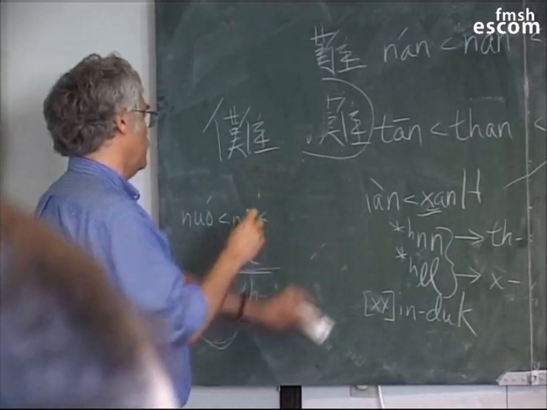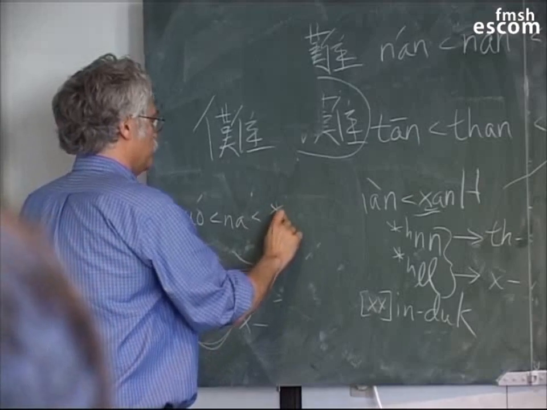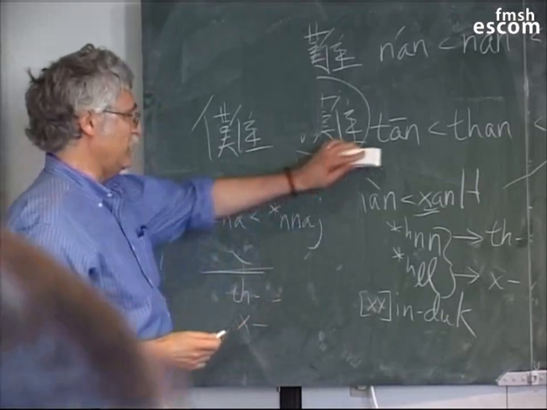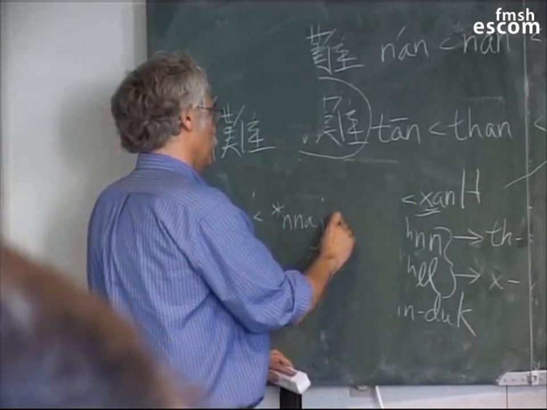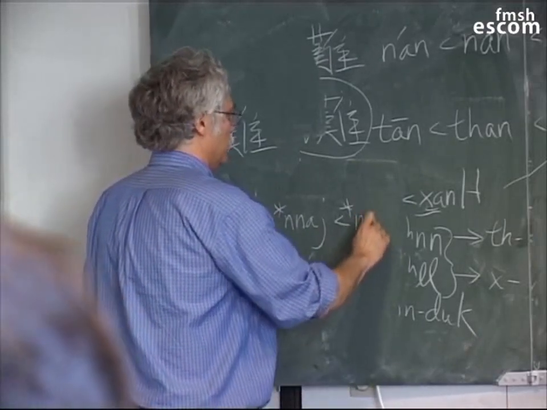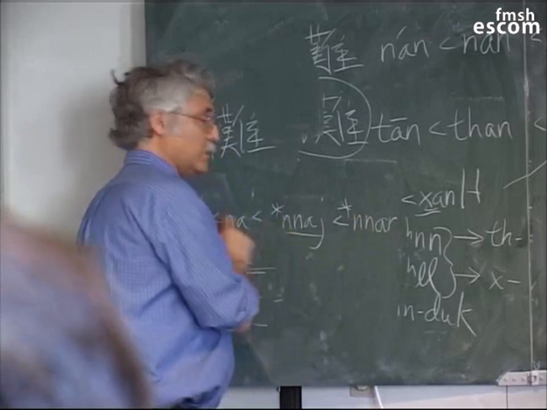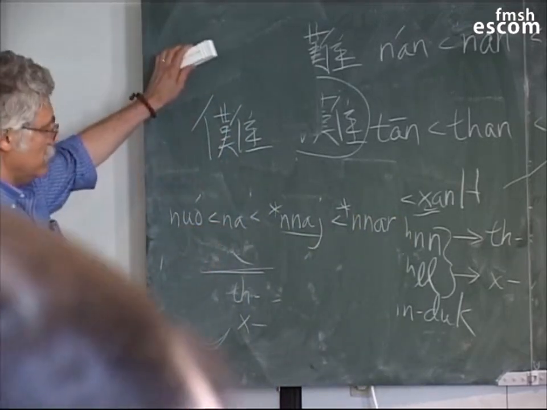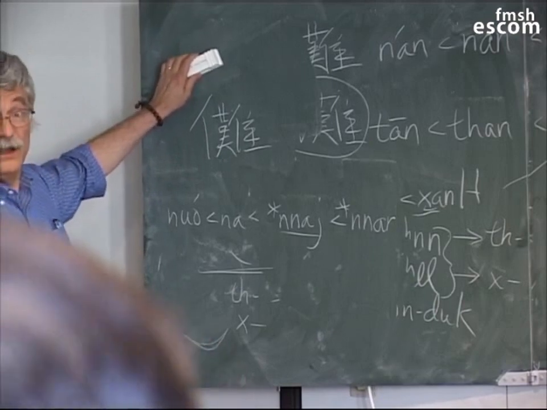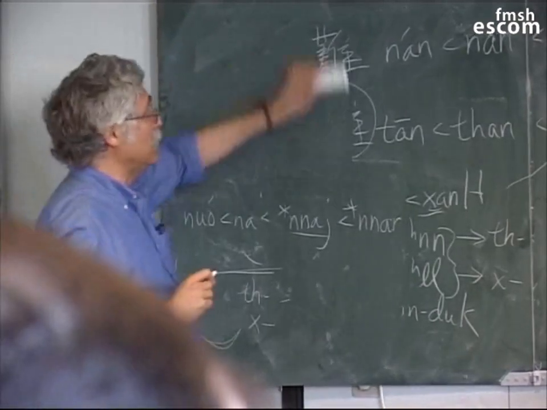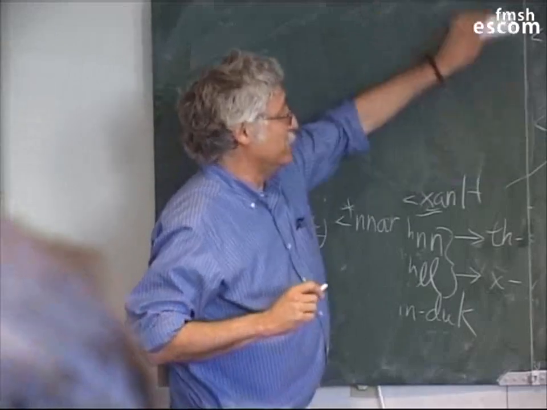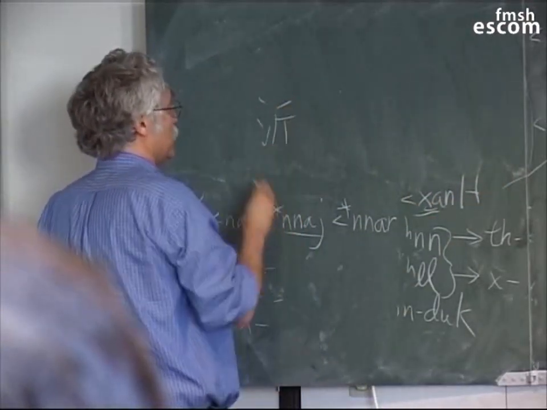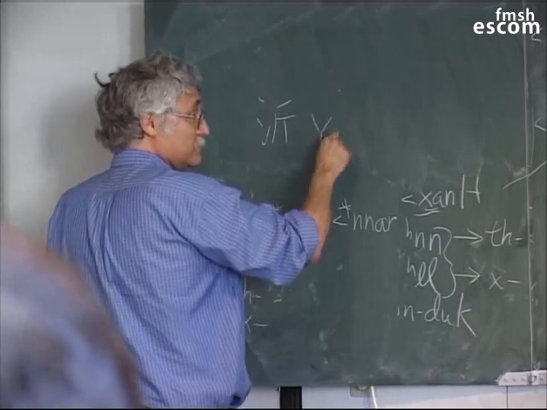Middle Chinese na. And Old Chinese, well, that would normally reflect that, but that would come from earlier nar. This would be the dialect development. Another example of why we would believe that this was the Shandong dialect is there's a river in Shandong named the Yi.